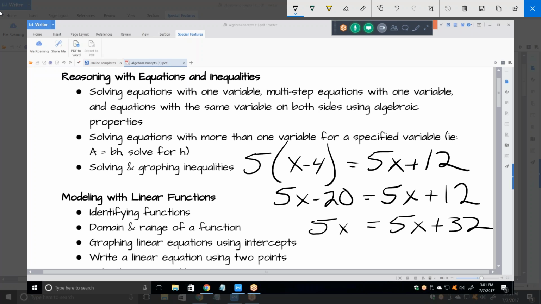10x equals 32. Hold on. How are you getting 10x? I added 5x to both sides. But you don't want to add 5x to both sides. You want to subtract 5x from both sides. In other words, regardless of whether I'm going to move this 5x to the right or take this 5x over here on the right and move it to the left, doesn't matter. I'm subtracting 5x from both sides, right?